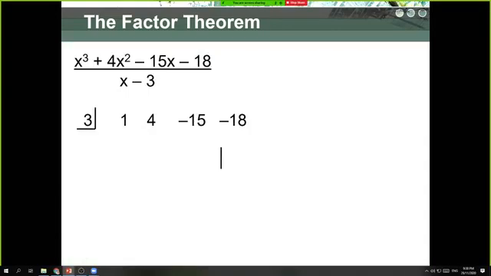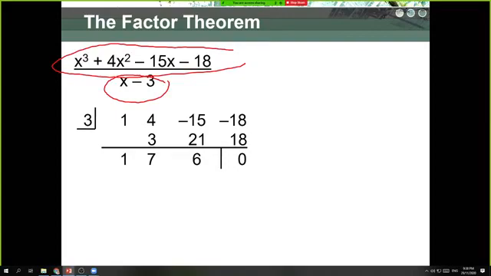Now, let's have examples. What if I'm going to divide this expression by x minus 3? Now, my question is this. Is x minus 3 a factor of that polynomial? So, by doing synthetic division, we will now determine whether the given binomial, the divisor, is a factor. Now, let's do synthetic division now.